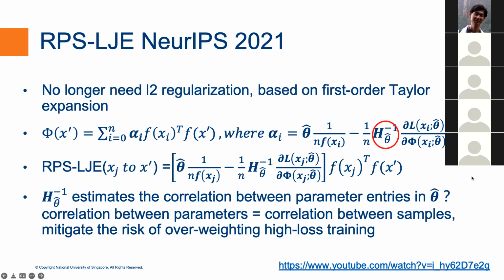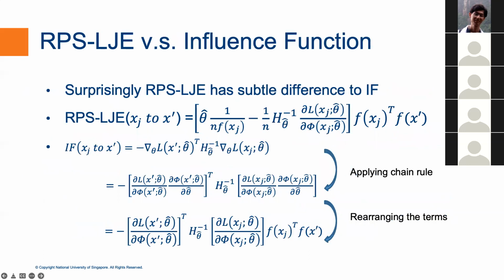Inference function doesn't have this F transpose times F, right? You can apply the chain rule to get this F, because F is, remember, the second last feature layer. So we can apply the chain rule, plug in the F, and get the expression for F. This is done by the RPS LJE paper.